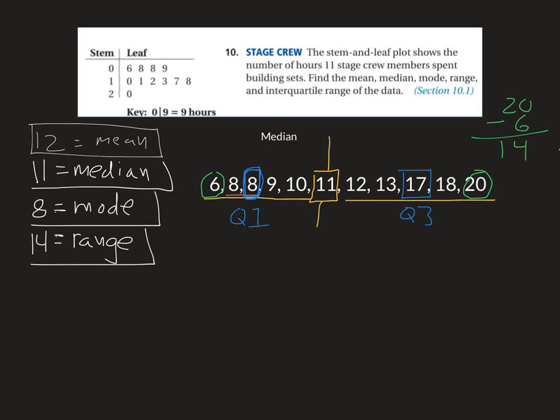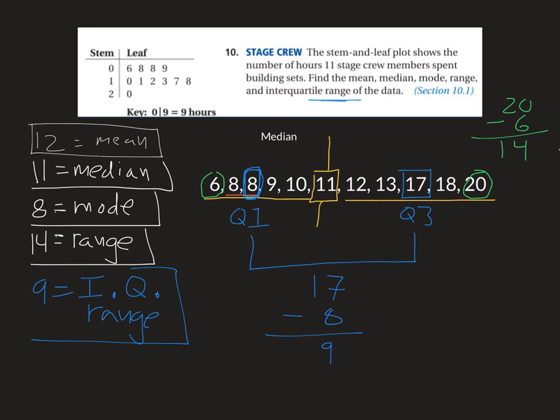But we want to find the interquartile range. So we want to find the range between 8 and 17. Let's try that again. 17 minus 8, and this is going to give us an interquartile range of 9. I'm just going to call this the IQ range of 9. And that is how we solve this.